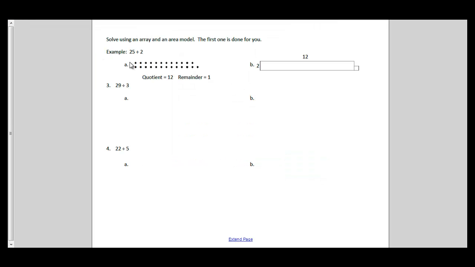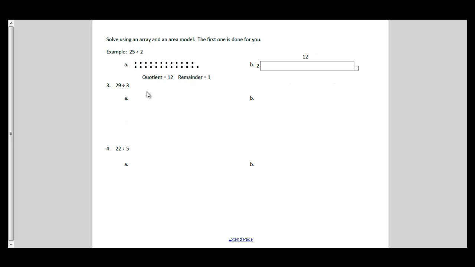We're going to do the same thing. And this example is really helpful because it gives you an idea of what's expected of you. It says to solve using an array and an area model, and you'll notice that this time they took away our graph paper, so we're just going to do it without the graph paper. The first one is done for you. So for 25 divided by 2, they took 25 and they put them into groups of 2. And they said that the quotient was 12 with the remainder of 1. And then here's the area model.